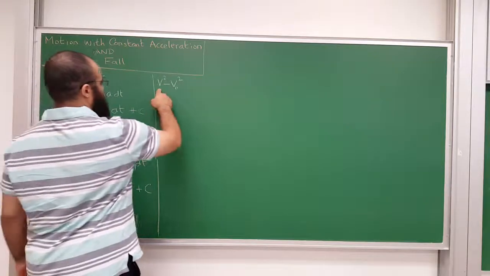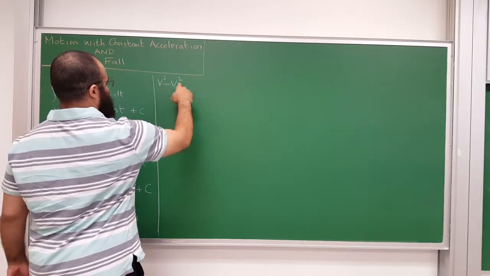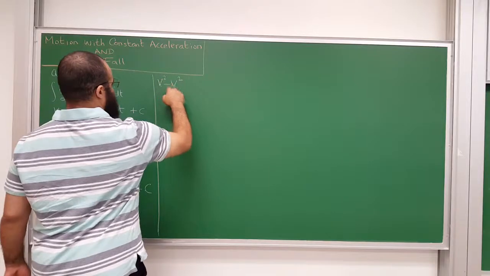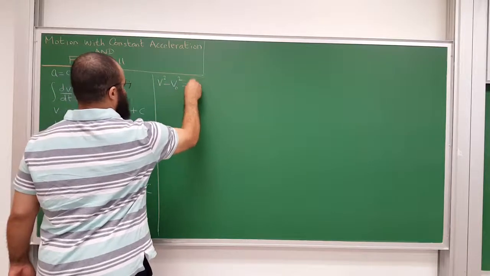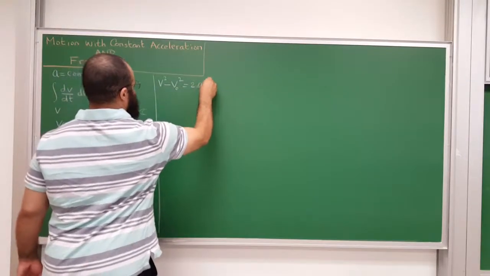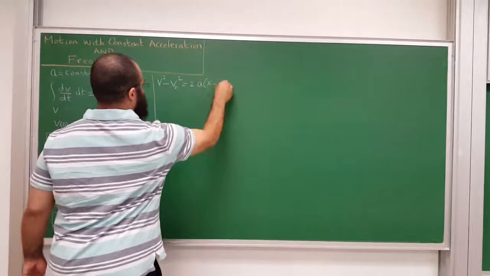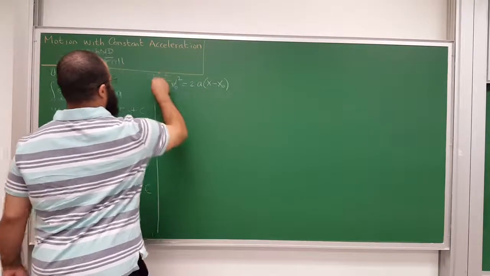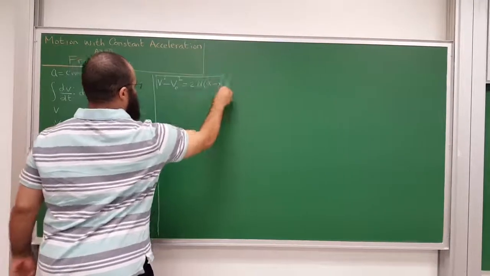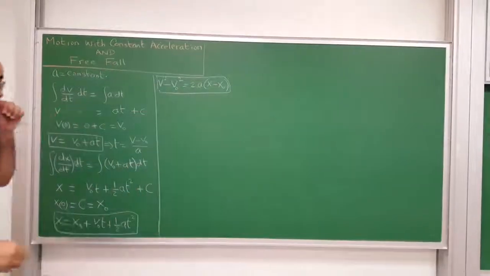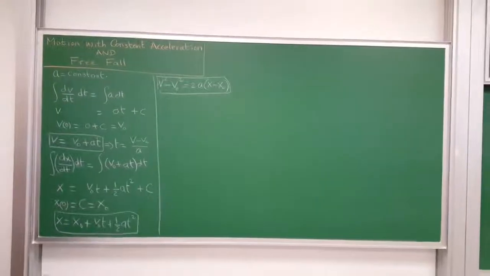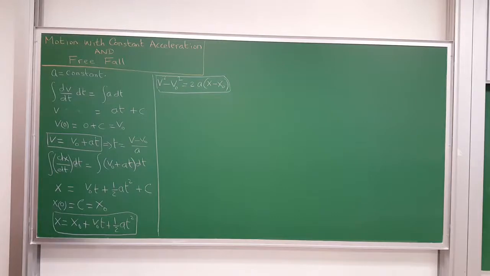You get v squared minus v initial squared is equal to 2 times the acceleration times the displacement, x minus x initial. And so these are the three equations that we use usually. All right.